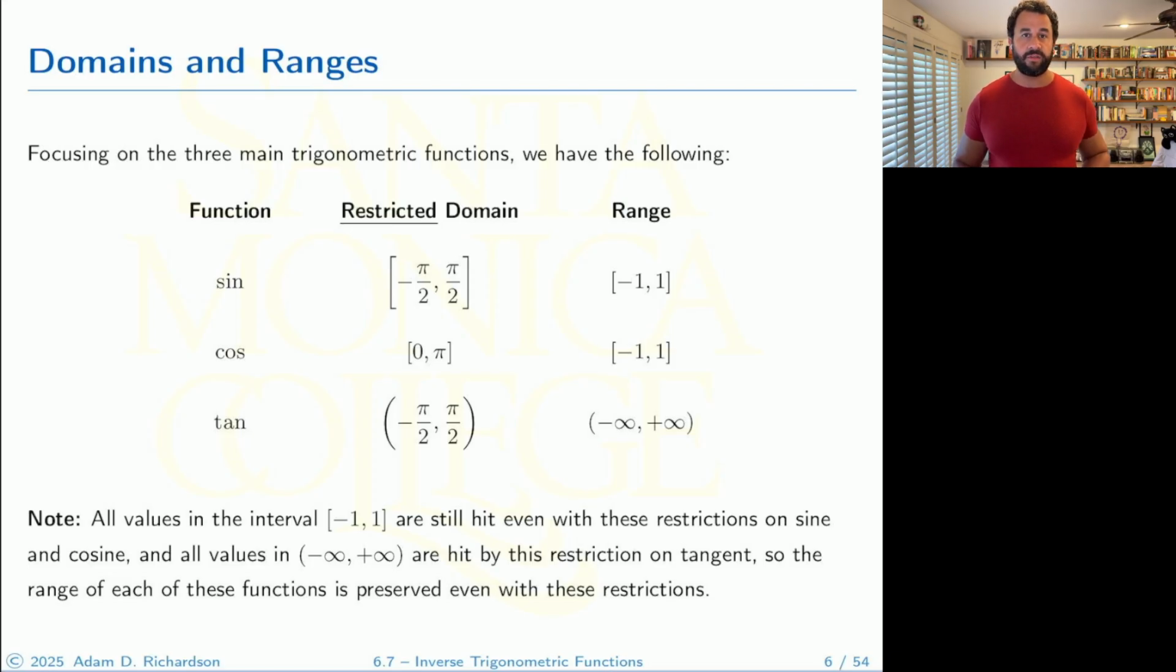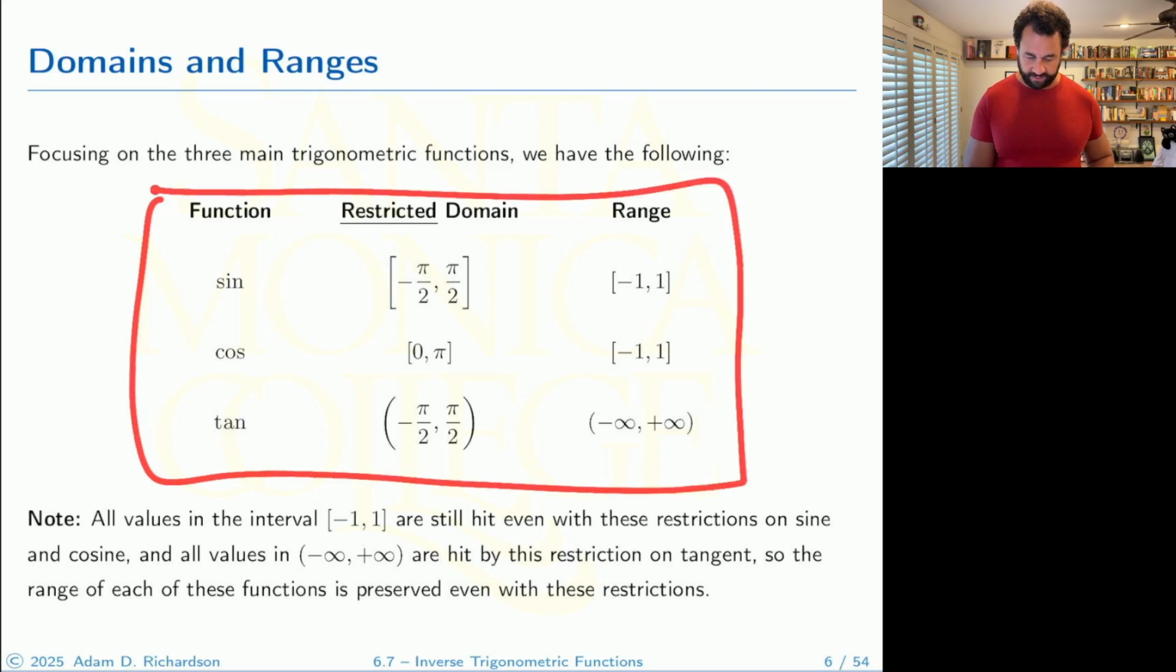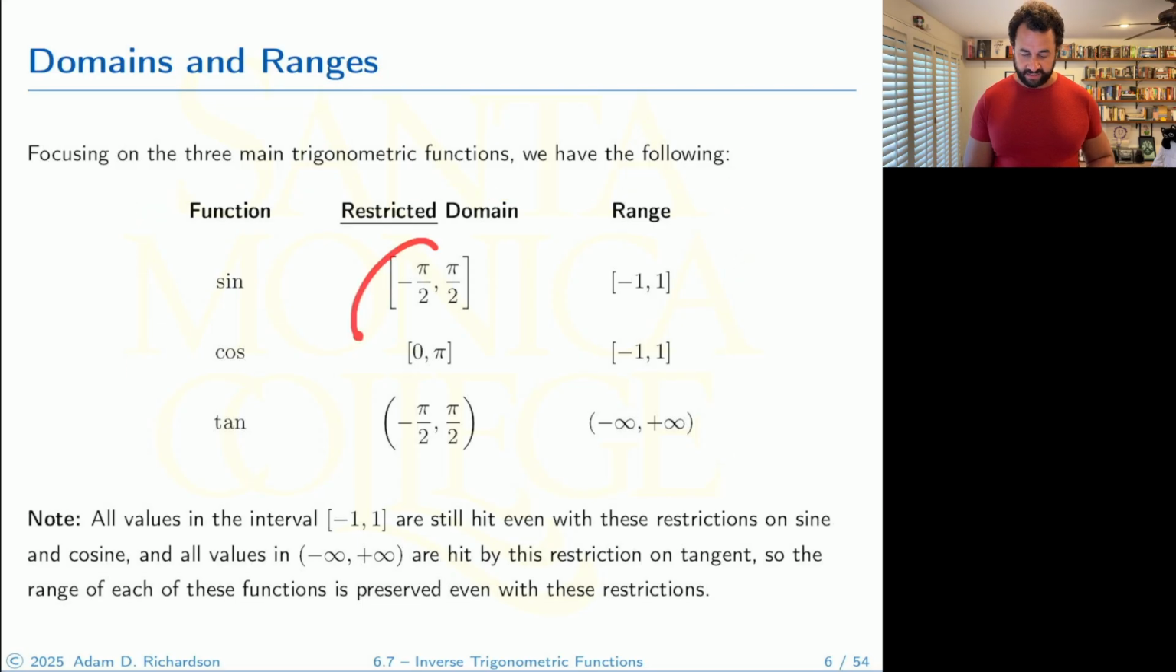So focusing on the three main trigonometric functions, this is the setup right here. Sine is going to be restricted to this, cosine is going to be restricted to this, tangent is going to be restricted to this, and then these are the associated ranges with those restrictions.